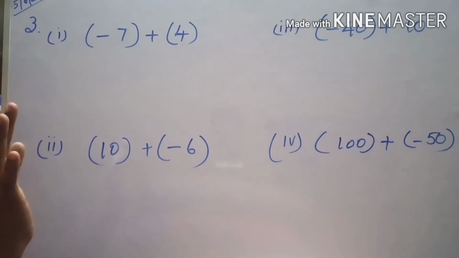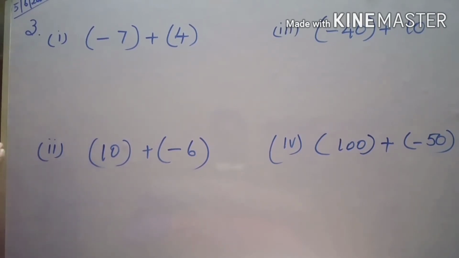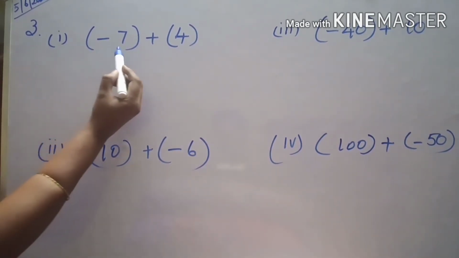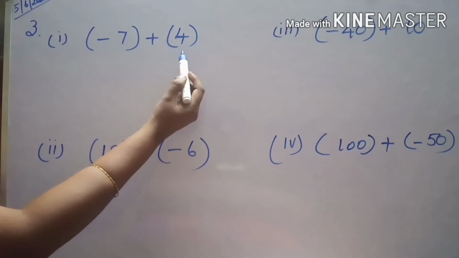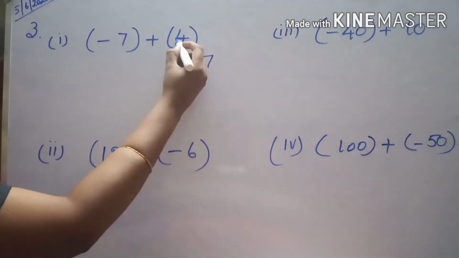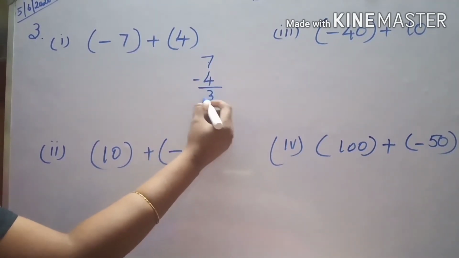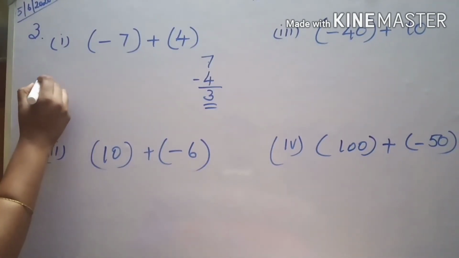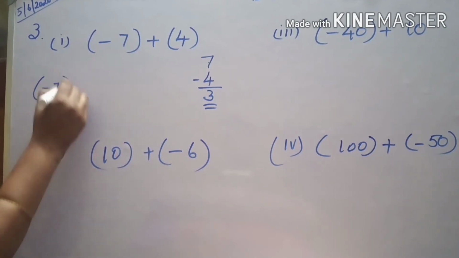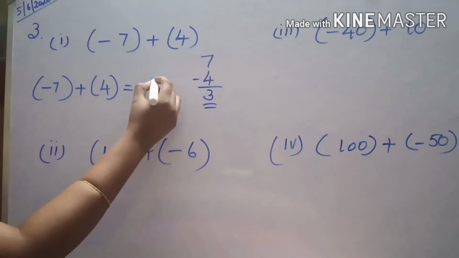Subtract the numbers first. Subtraction means what? We have to subtract the smaller number from the greater number. Yes. Now here 7 and 4. Two numbers are here. Which one is the greater number? 7. Take 7. Subtract 4 from 7. 7 minus 4 is 3. Right. Take and write the sum first. Minus 7 plus 4 is equal to 3.